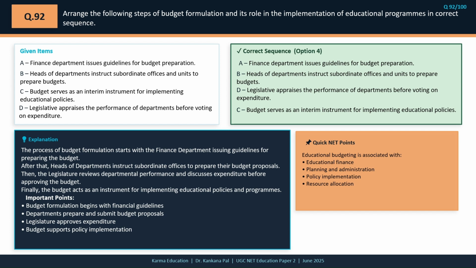Well, first the Finance Department issues guidelines. Then departments prepare proposals. After legislative approval, the budget becomes an instrument for implementation. A quick net point. Budgeting is an important topic under educational finance. Now, let's move to question number 93.